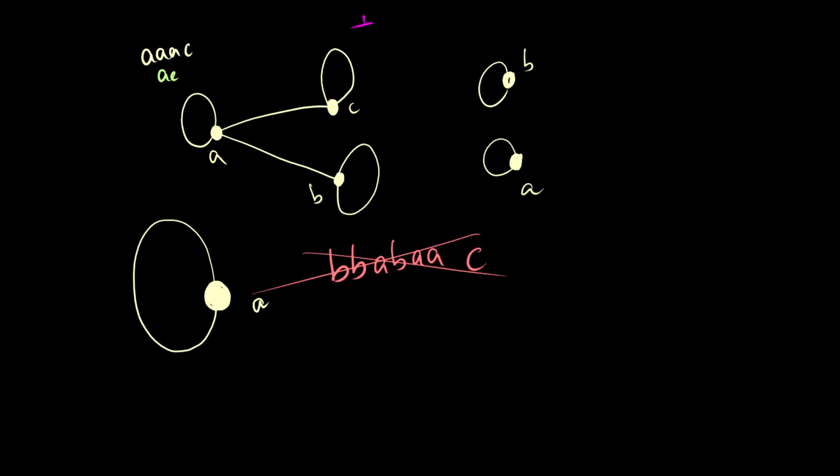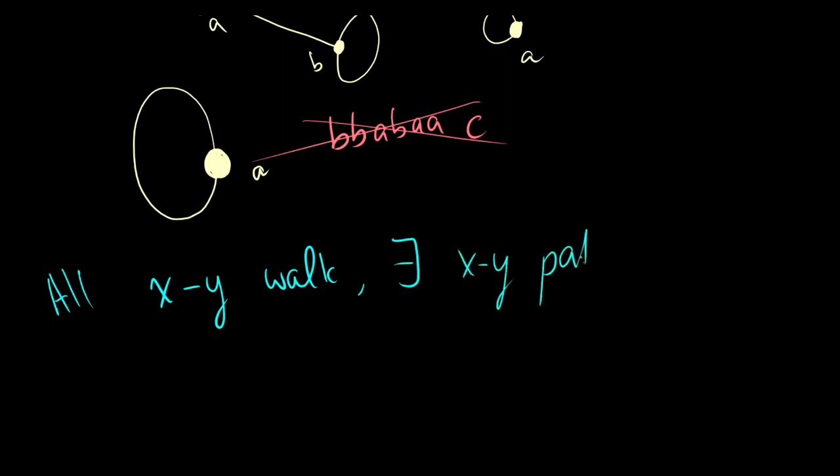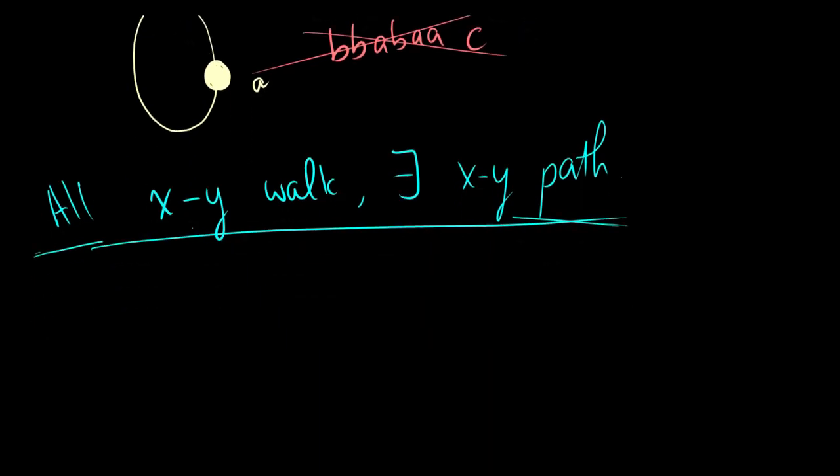So for instance, here's what I want you to do. We'll visit this later, but I want you to prove it now if you can: that for all xy walks, there exists an xy path. So try to prove that. In fact, I'm going to give you a hint. You're going to start with a proof by contradiction.